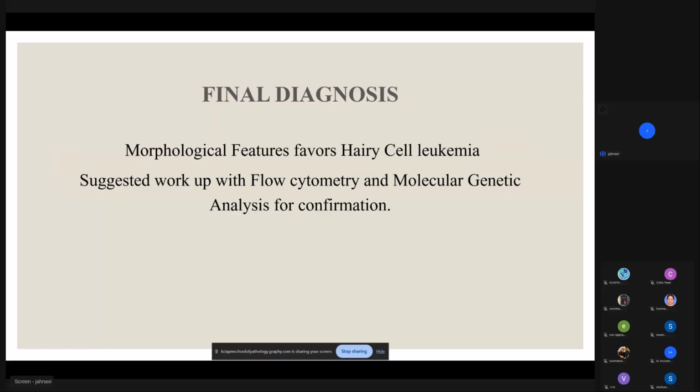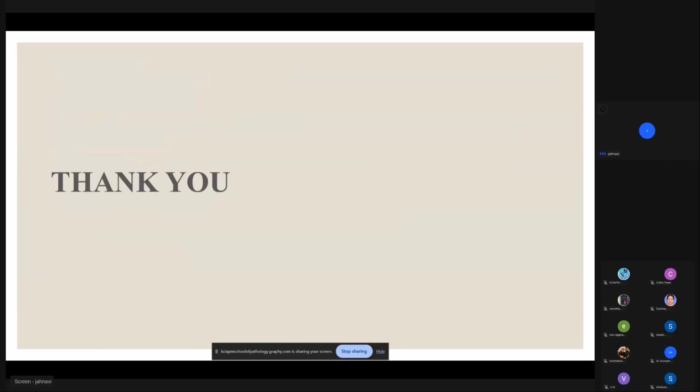Molecular genetics involve BRAF V600E mutation, which is a disease-defining mutation here, and on IHC, CD19 and CD20 will be positive. Probable differential diagnoses could be splenic B cell lymphoma, where BRAF mutation is lacking, and splenic marginal zone lymphoma, where we can see heterogeneous small to medium sized lymphocytes, and villous lymphocytes can also be seen. Thank you.